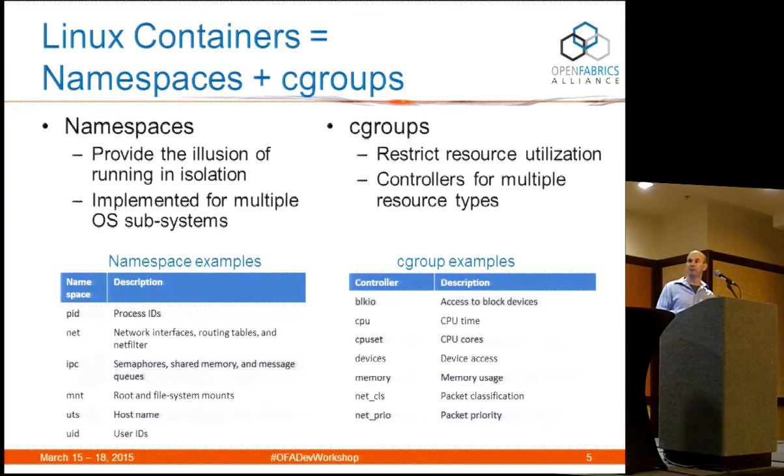So as with namespaces, cgroups also have a lot of controllers. You can control block I/O, the number of I/O transactions. You can control CPU time. You control what CPUs are allowed to be used by some application. You can decide which device special files are visible to which processes, memory utilization, packet classification, packet priorities, etc. Okay, so this is not a full list, just a sample of what you can do.